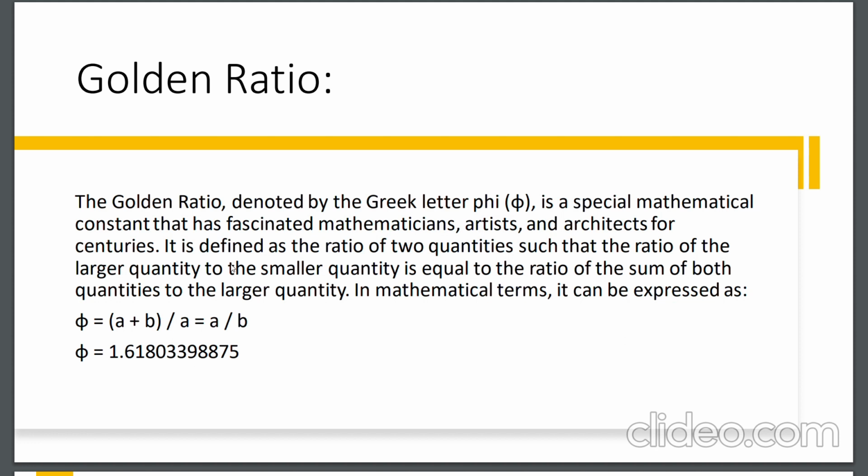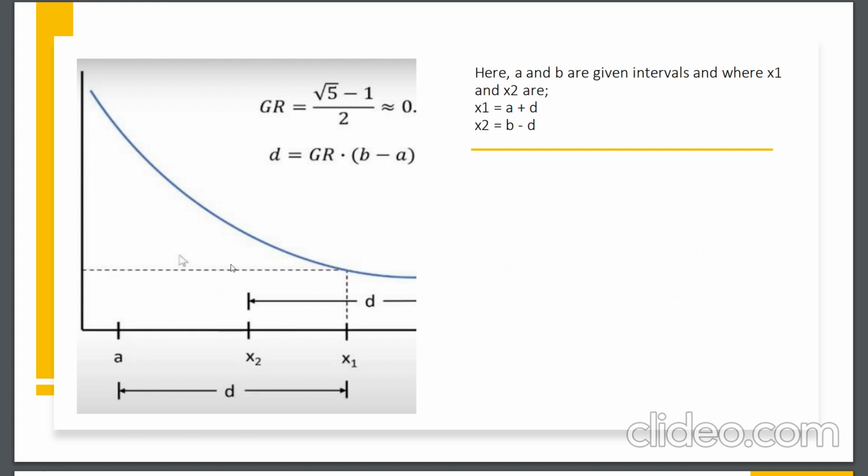So we'll be taking (a plus b) by a equals a by b, such that we'll be finding the value of phi, and that we'll be getting as (root 5 plus 1) by 2. We'll be getting two values for that: (root 5 minus 1) by 2 and (root 5 plus 1) by 2. So (root 5 minus 1) by 2 is 0.618, and (root 5 plus 1) by 2 is 1.618.